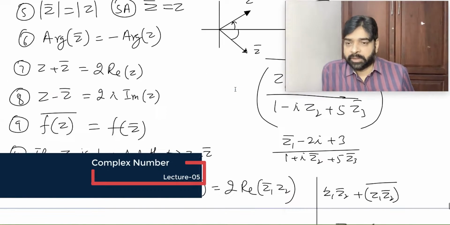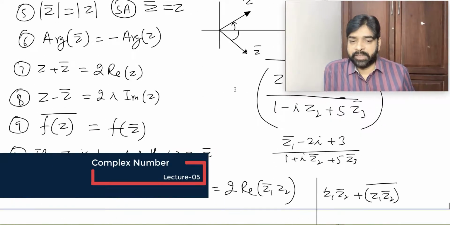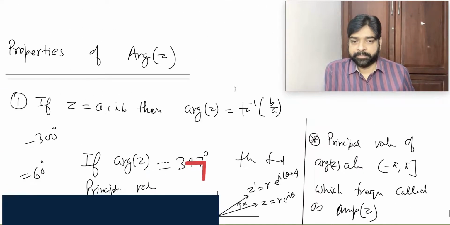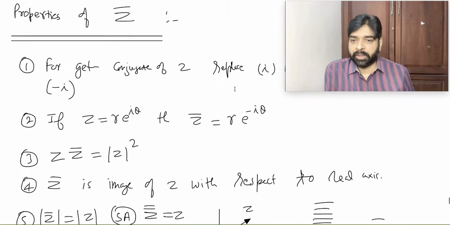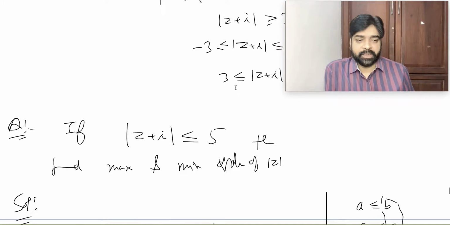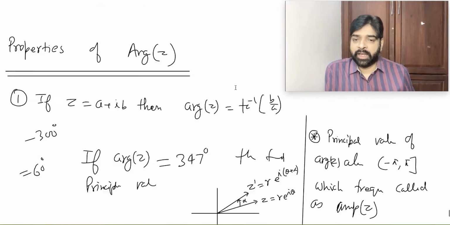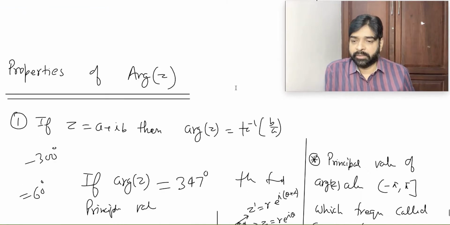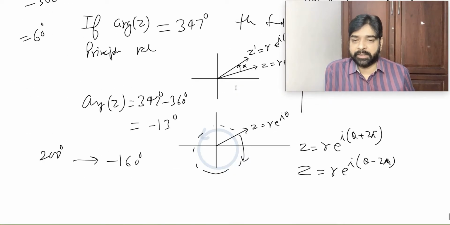So in our last discussion, we covered the properties of Z bar, the conjugate of a complex number. Now next is the property of mod, which we discussed already. The last point left is the properties of argument Z. We started, I think, yes, we started.